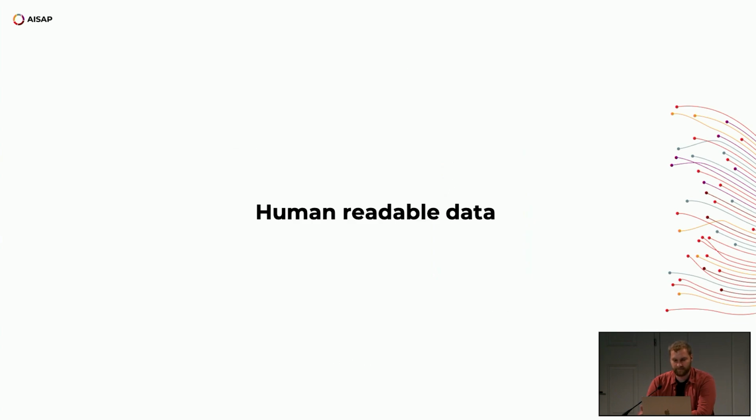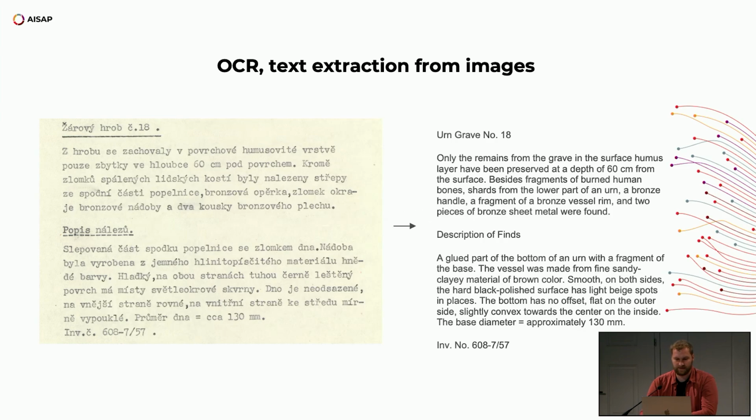But these are only human-readable data, because it's only the picture, the scan of the document. So computers are not able to process it or read it. So the first step we did, or we are going to do, is to make optical character recognition, so we can extract the text from these scanned documents into a machine-readable format.